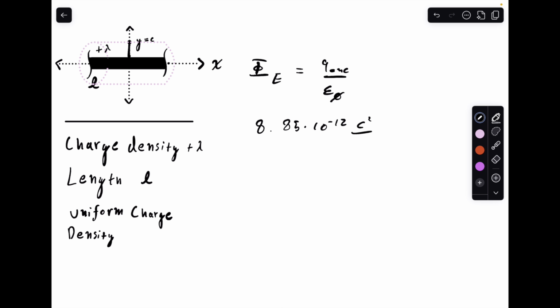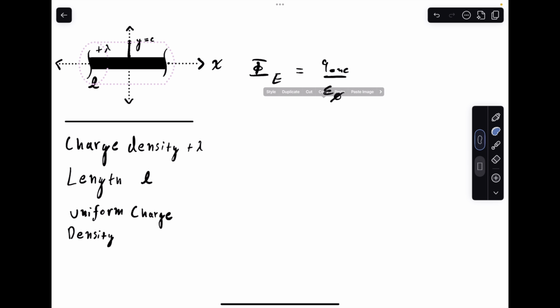It's Coulomb squared per Newton meter squared. It's a constant. It's kind of like Coulomb's law constant. I'm not going to say more about it besides that, but it's in Gauss's law, and this is Gauss's law. Electric flux is equal to Q enclosed divided by epsilon naught.